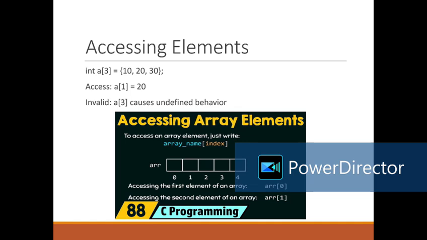Once an array is declared and initialized, accessing individual elements becomes simple. In C, you can access an element by referring to its index, using the array name followed by the index in square brackets. It's important to remember that indexing starts from 0. So the first element is at index 0, the second at index 1, and so on. Trying to access an index that doesn't exist, such as a[3] in this case, can lead to undefined behavior, which might crash your program or produce unexpected results.